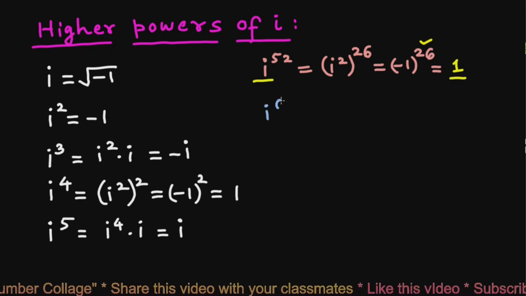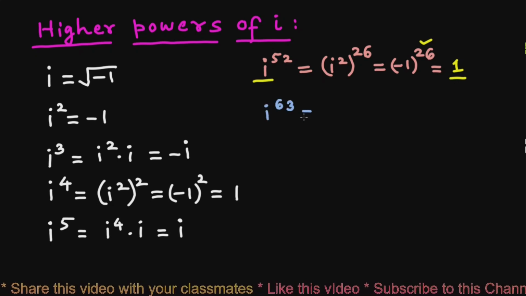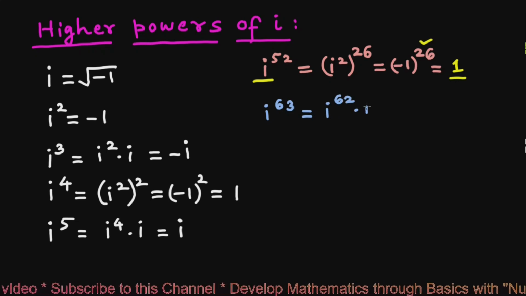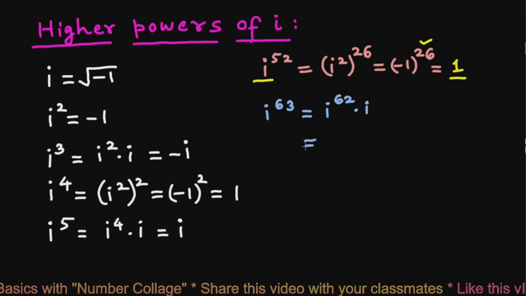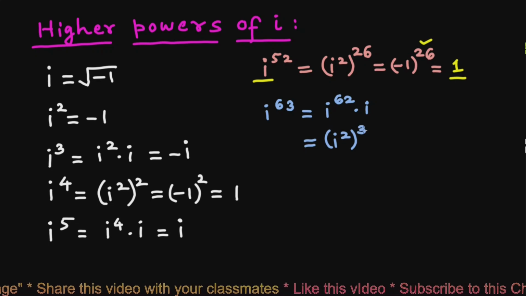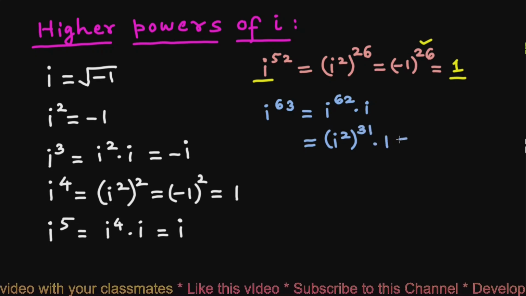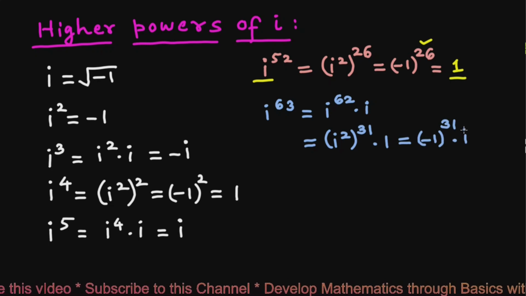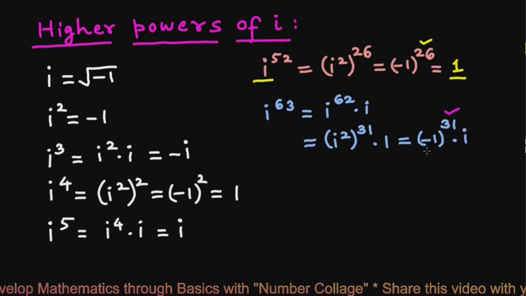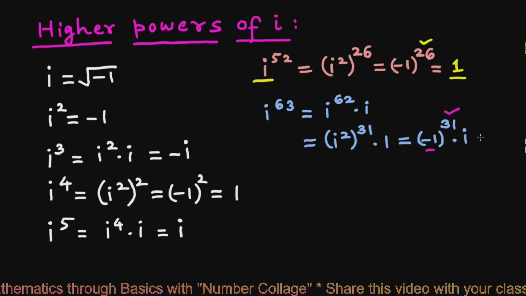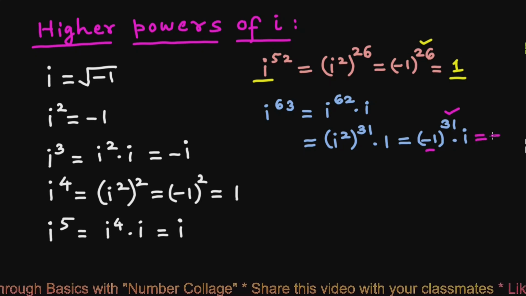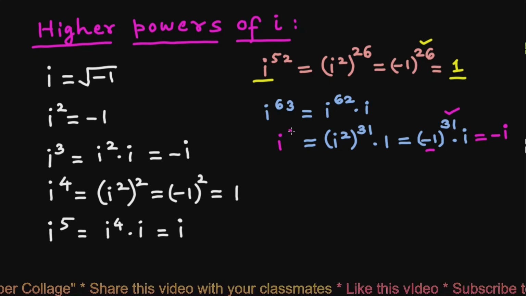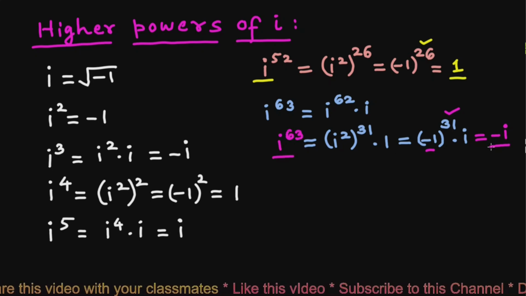What will be i raised to 63? We have to write it as i raised to 62 into i. i raised to 62 will be i square raised to 31 into i, that will be minus 1 raised to 31 into i. Now odd power of minus 1 is negative, so it will be minus 1 into i, minus i. So i raised to 63 is minus i.